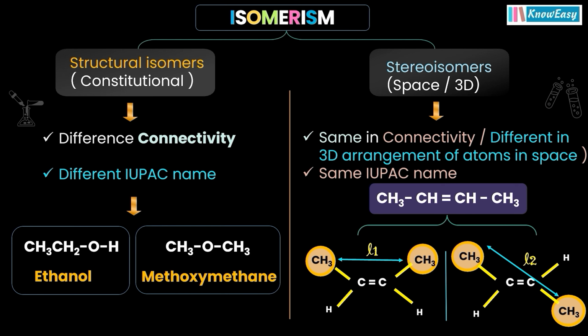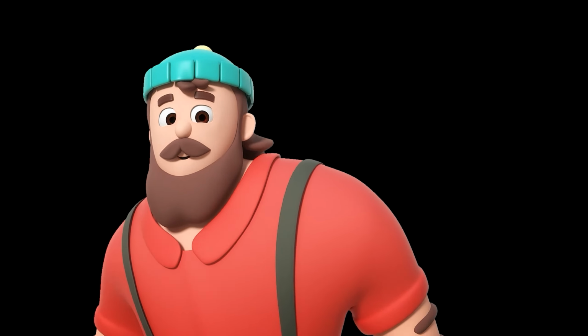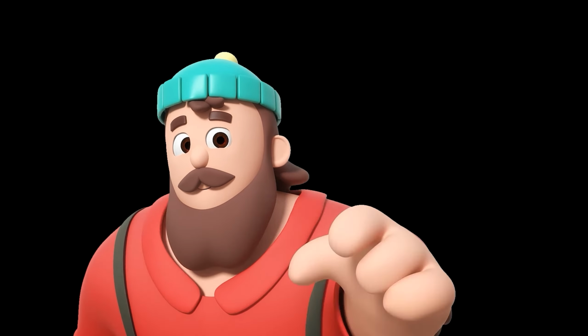Clear? Here, between these two orientations, you can see they have same molecular formula. They have same IUPAC name, that is but-2-ene. They have same connectivity, but there is difference in the 3D arrangement of atoms. And those isomers are called as the stereoisomers. I hope this is very clear to you.